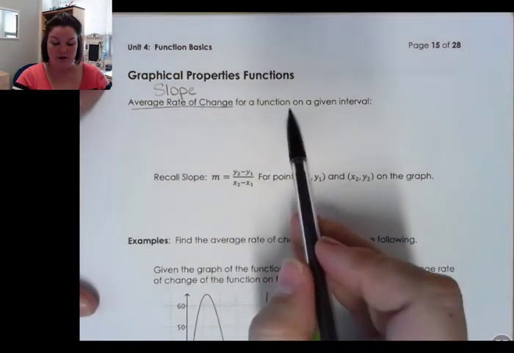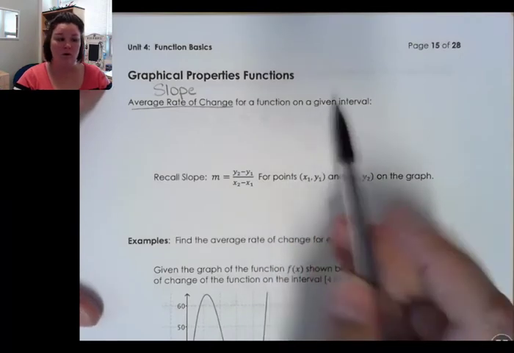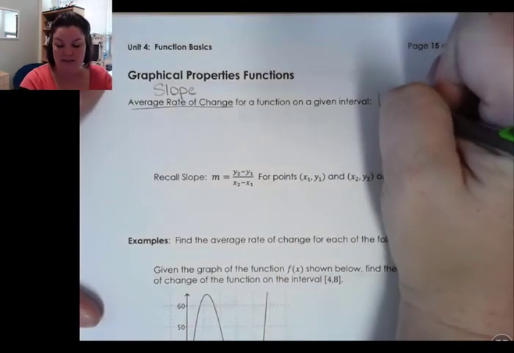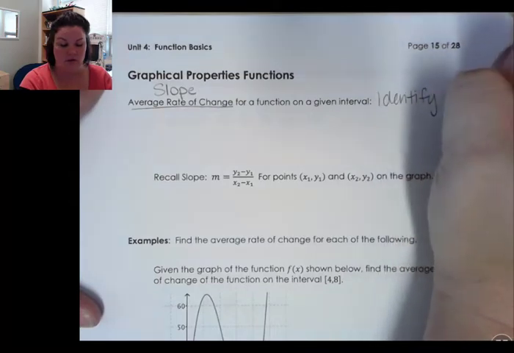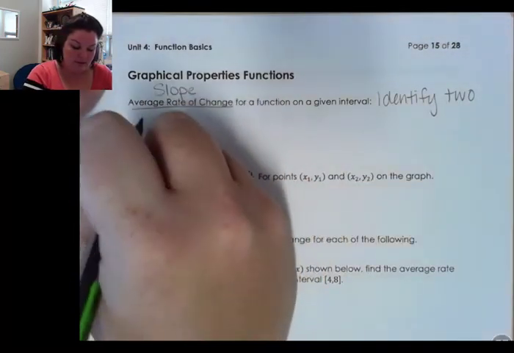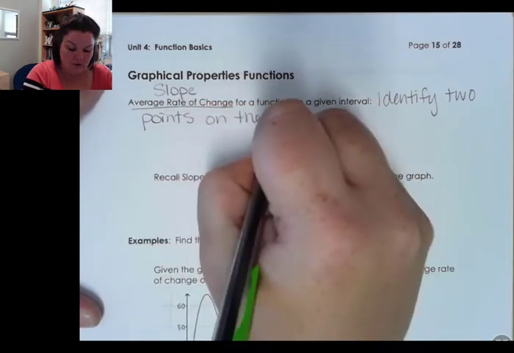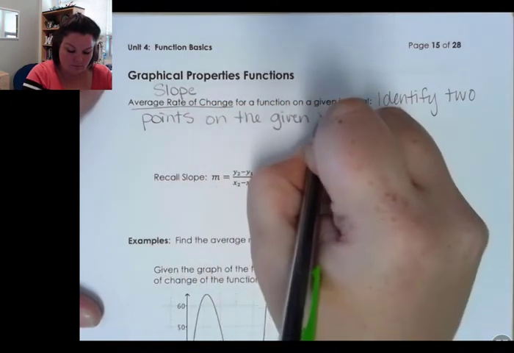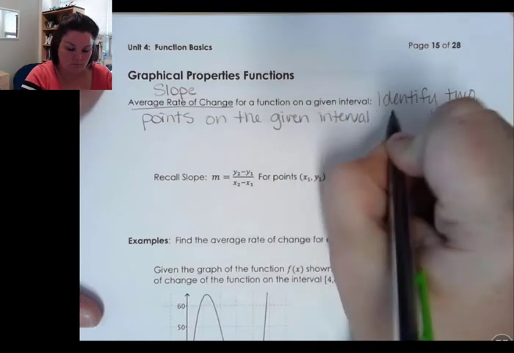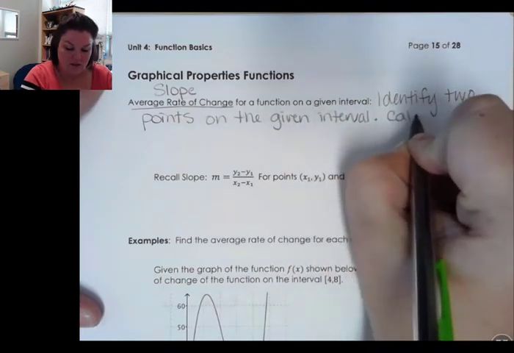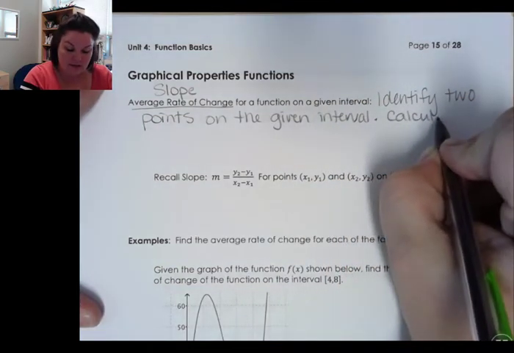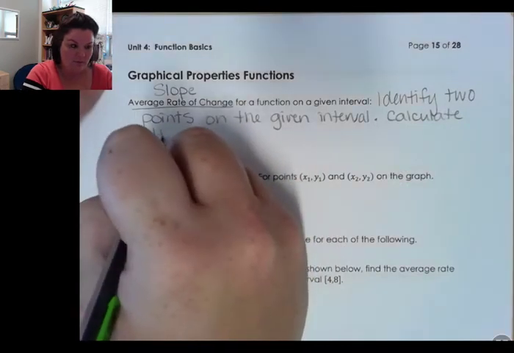So if we're looking for a function on a given interval, what we're going to do is we're going to identify 2 points on the given interval, okay? And then we're just going to calculate the slope.